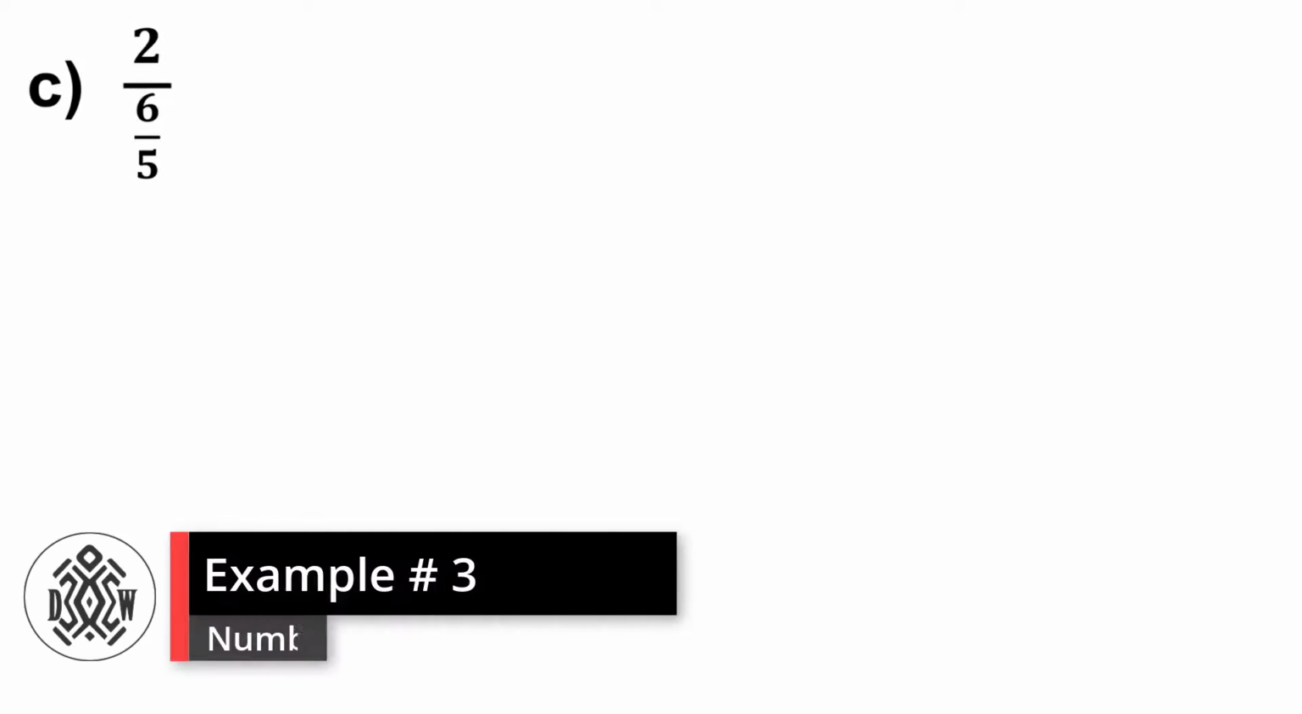Number C is a little bit trickier. We have 2 over a fraction. You see how the line is a little bit bigger here? That's 2 divided by 6/5. So let's just rewrite this. We have 2 divided by 6 over 5.